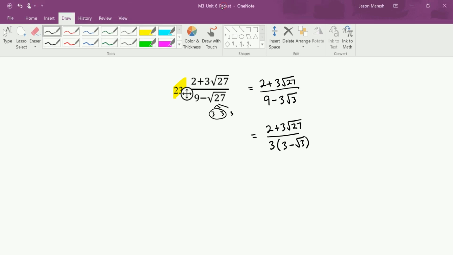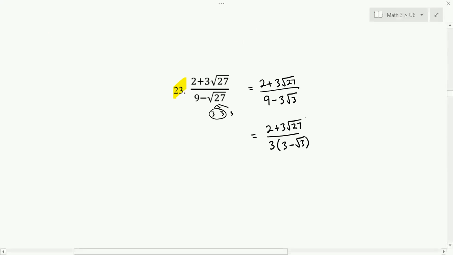So by doing this, we can end up multiplying by less. Our conjugate would be 3 plus root 3. And so that's one way to do this. If you didn't want to do these first two steps, you could have, up at front, multiplied top and bottom by 9 plus square root of 27 as well. That would work.